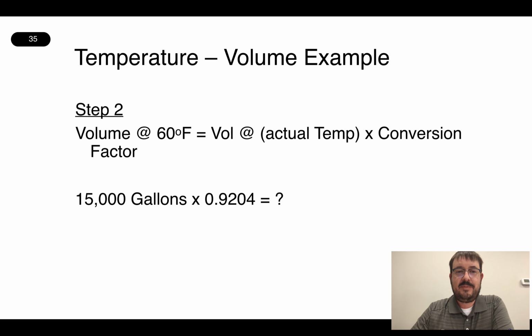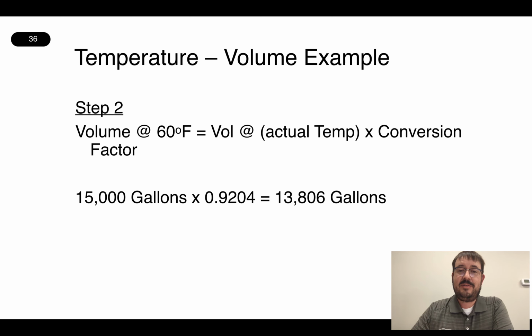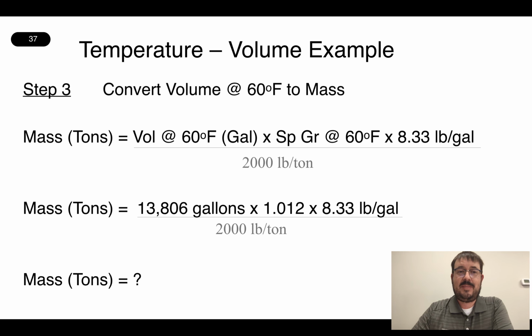Moving forward, the volume at 60 degrees Fahrenheit is equal to the volume at the actual temperature times the conversion factor. So we're going to take the 15,000 gallons and multiply it by the 0.9204 to get the answer, which is 13,806 gallons. The next step is to convert to tons.